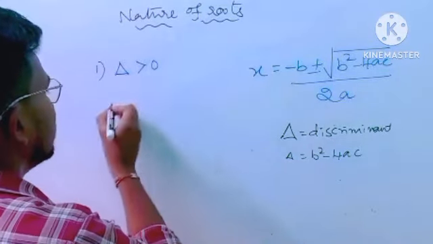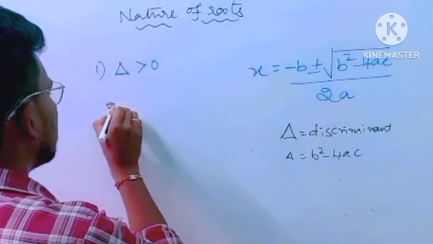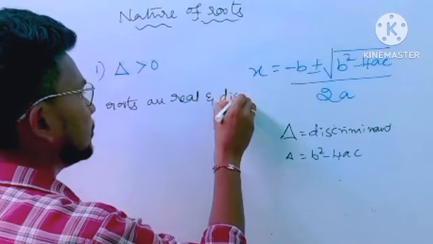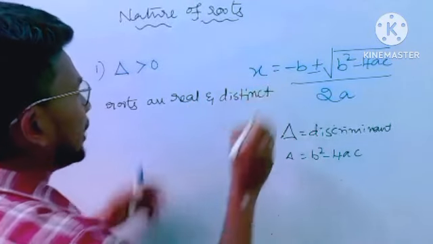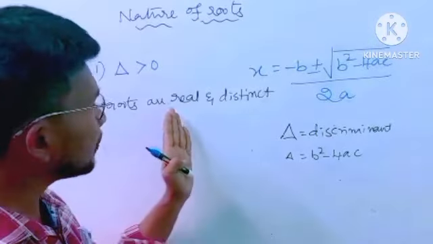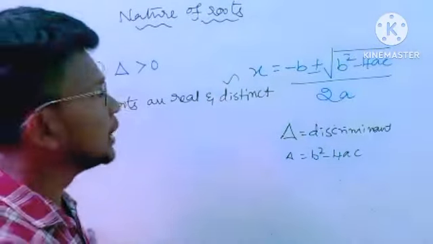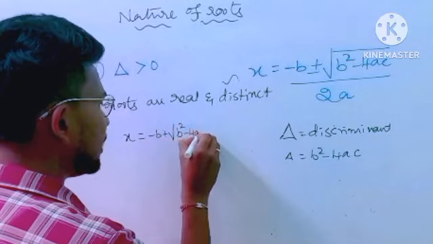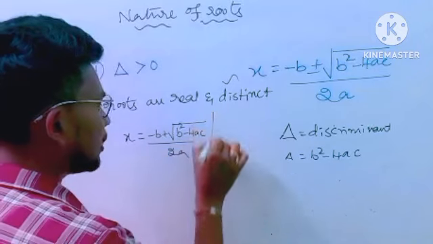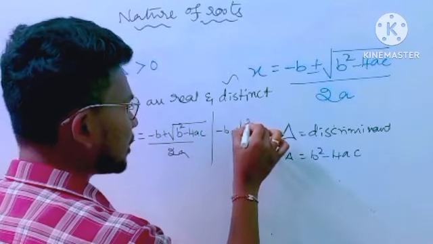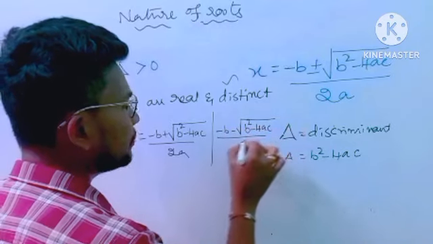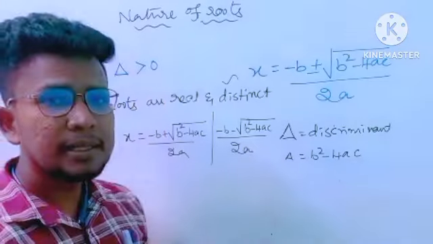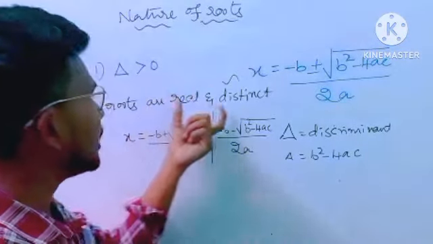One is the roots are real and distinct. If delta value is greater than 0, the roots will become real and distinct. Distinct means different. Now one is minus b plus square root of b square minus 4ac divided by 2a, or minus b minus square root of b square minus 4ac divided by 2a. From this, you understand that if delta value is greater than 0, the roots are real and distinct.